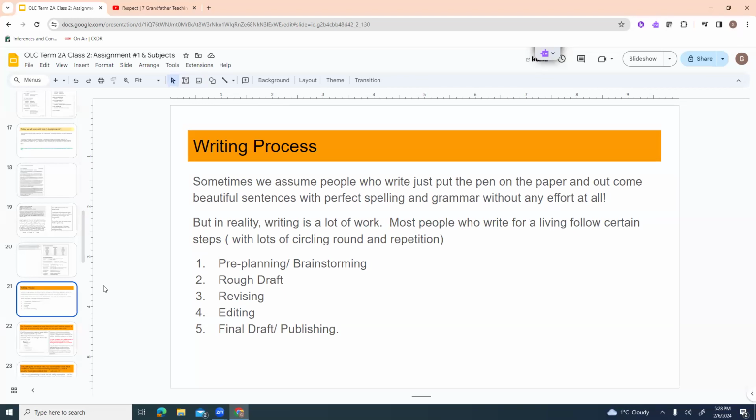Editing is just the nitpicky stuff, right? Have you got the right punctuation? Have you got the spelling? All the little things that are easy to overlook. Final draft or publishing. For our purposes, publishing is just when you send it to me, right? Because once you've sent it to me, you don't have time to change it again. Now, having said that, if you're very unhappy with a mark, let me know and you can always redo it and I will happily remark things. That's fine. Okay.